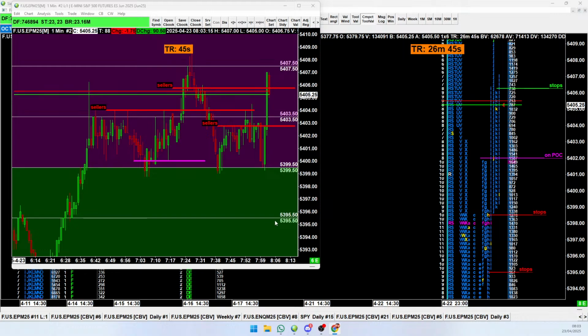London's opening, moving higher. We cleaned out the sellers at 6, but do they step back in?